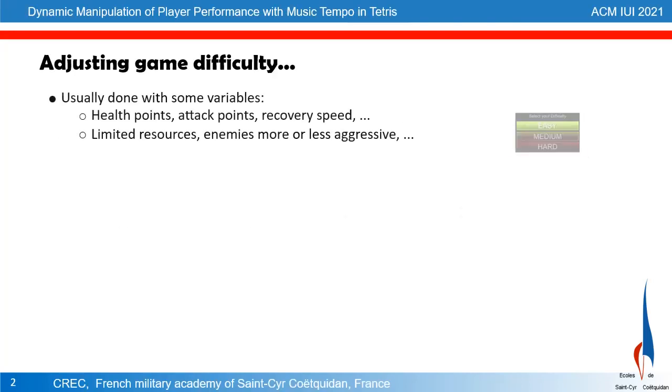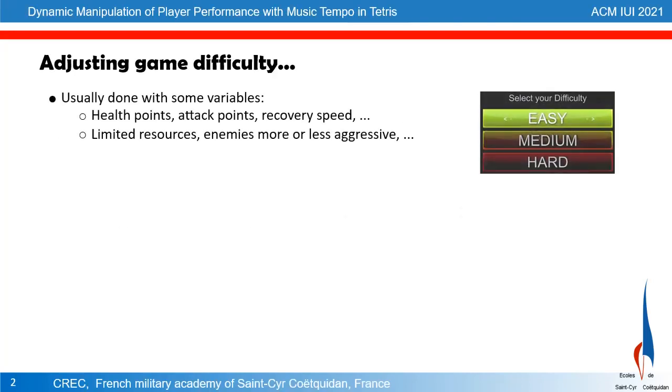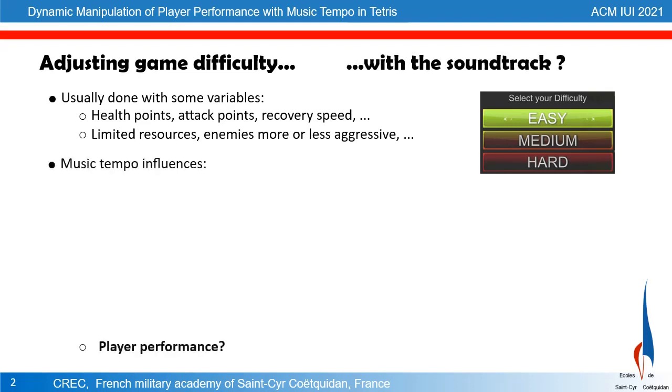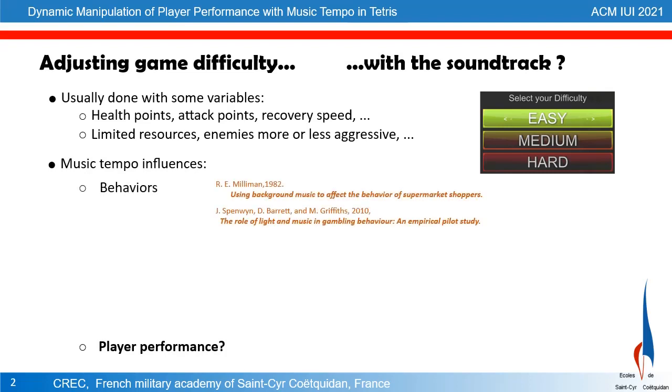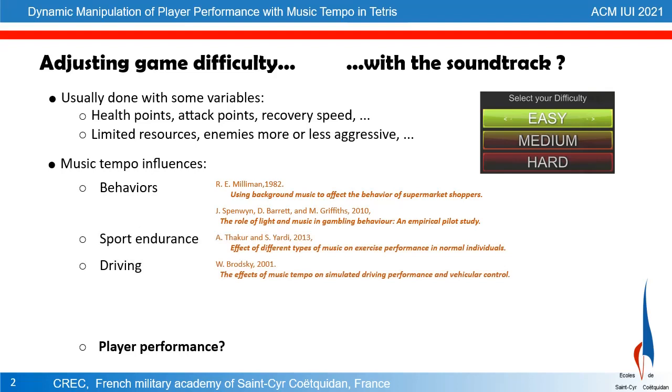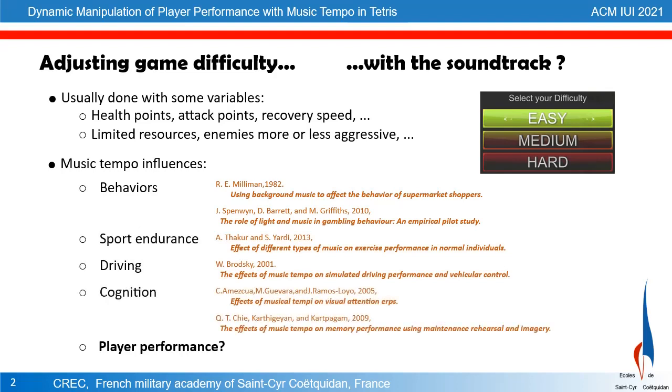To keep a player in the flow, the difficulty of the game is usually adjusted with some variables like enemy's strength. But can the manipulation of the game soundtrack and especially its tempo allow to adjust the difficulty? Music can influence action speed, the physical exhaustion felt, driving speed and stress, stimuli evaluation, response times, and memory performance. So, we can expect that the tempo influences player performance.